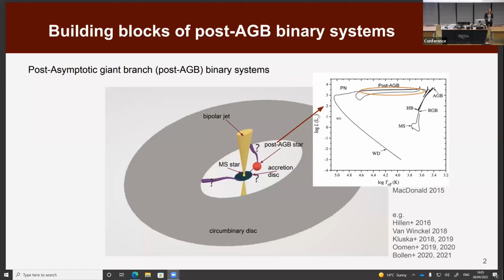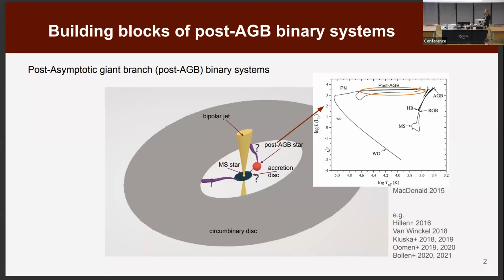It has very complex systems. So the building blocks of these systems are shown here. We have a post-AGB star, which is an evolved low to intermediate mass star in its most luminous phase of its evolution. Then we have a main sequence companion.